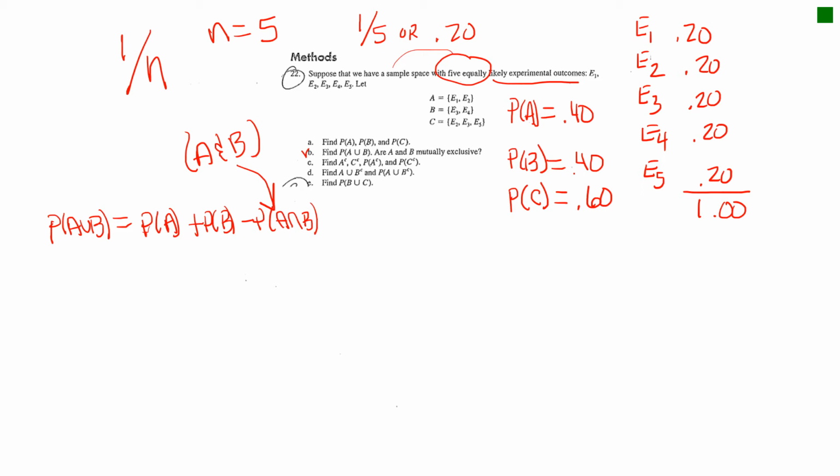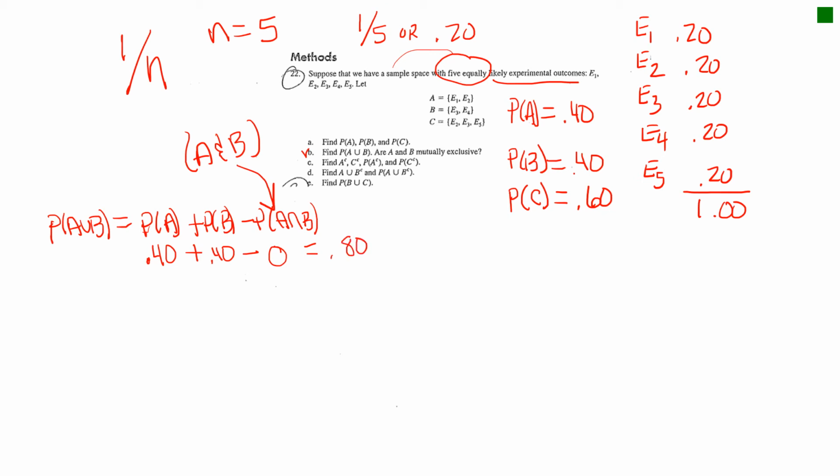Which basically means, do event A and event B share any sample points in common? And we'll see here in a minute. So to find this addition law, you'd simply take the probability of A, which is 0.40, plus the probability of B, which is 0.40, and subtract out any intersection, or any sample point that A and B share in common. If I look at A and B, notice A is E1, E2, B is E3 and E4. They don't share anything in common, so that intersection is defined as 0. Therefore, I can find the union by simply taking 0.4 plus 0.4 minus 0, and you'd get 0.80.